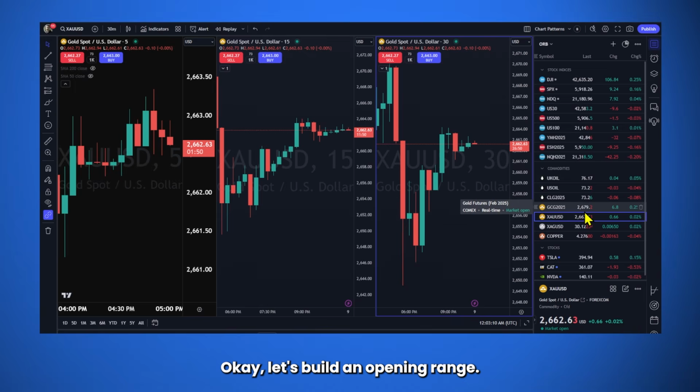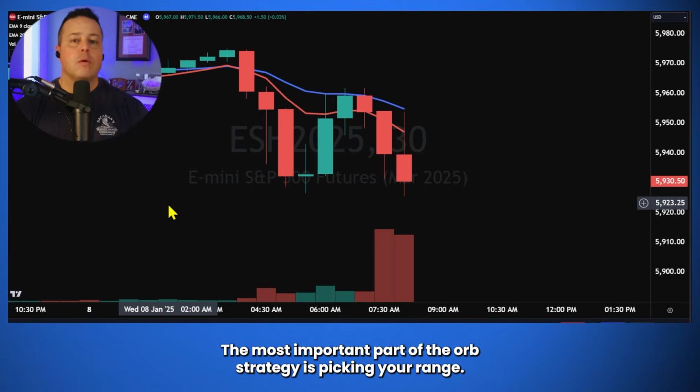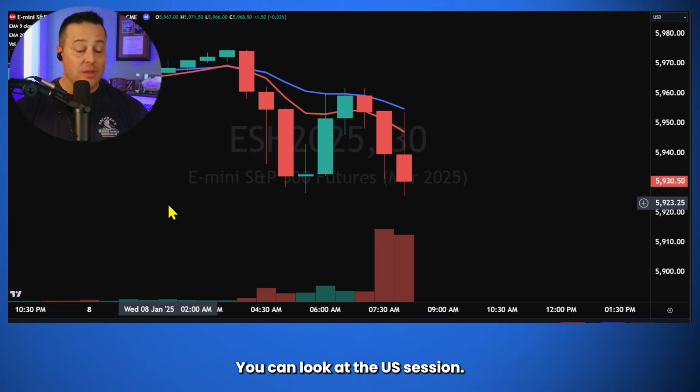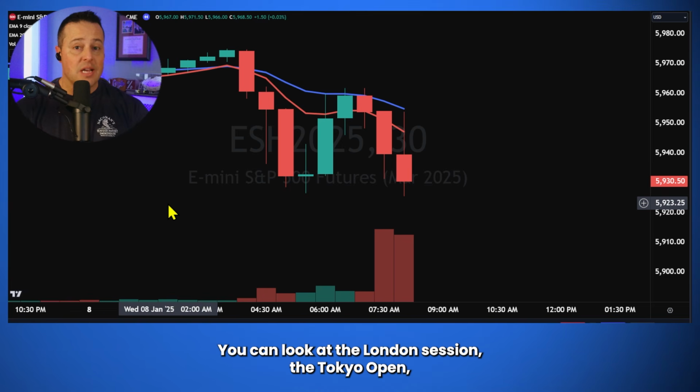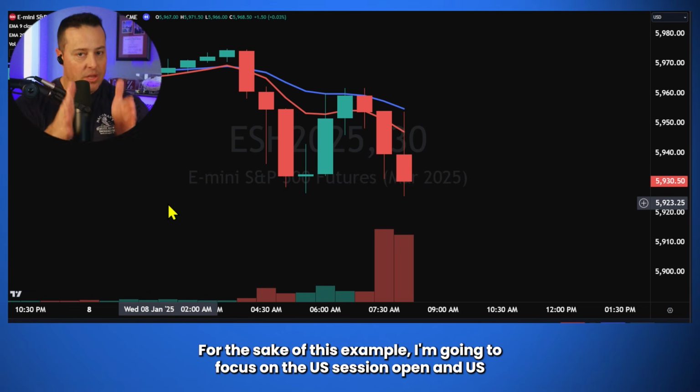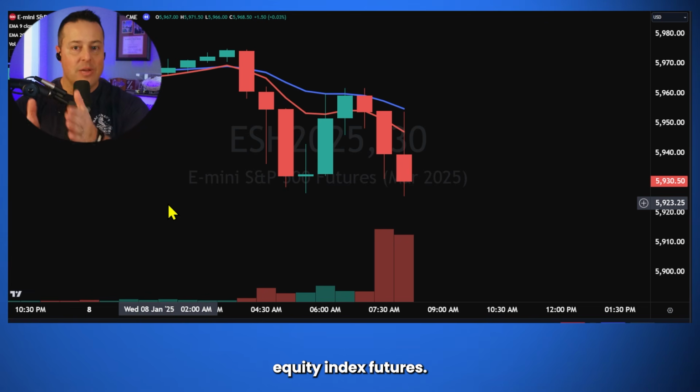Okay, let's build an opening range. The most important part of the ORB strategy is picking your range. Now, there's many different opening ranges to look at. You can look at the US session, you can look at the London session, the Tokyo Open, maybe even the Australian Open. It really depends on what you're trading. For the sake of this example, I'm going to focus on the US session open and US equity index futures.